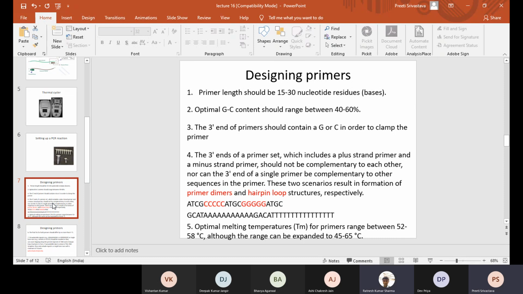Ma'am, but PCR is also used in sequencing. PCR is used in sequencing? No, the sequence of PCR products can be determined. I do not understand what you are trying to say. PCR is used for amplification, and then the amplified product can be sequenced. Okay, ma'am.